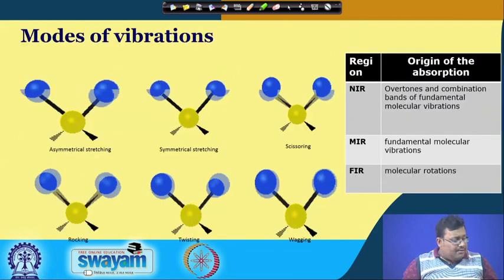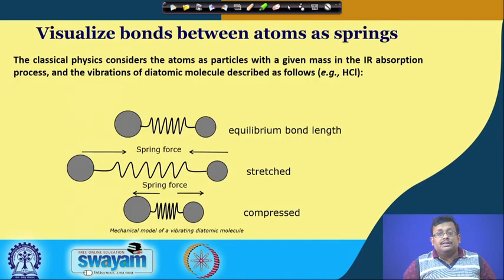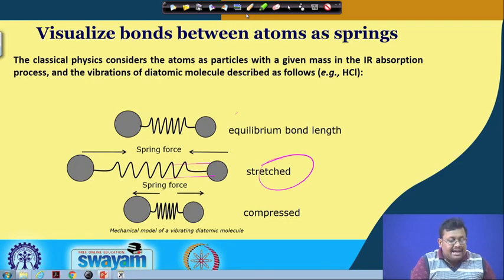So, we know now what is the difference between diffuse reflection and specular reflection. We talked about the visible near infrared diffuse reflectance spectroscopy. Now, let us see what is the basics of near infrared spectroscopy. In classical physics, the atom is considered as a particle with a given mass, and in the infrared absorption process, the vibration of diatomic molecules is described as follows.